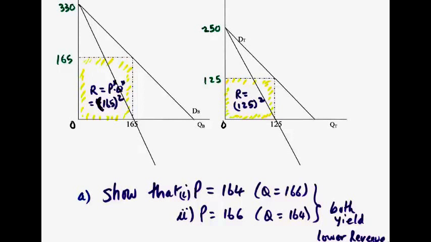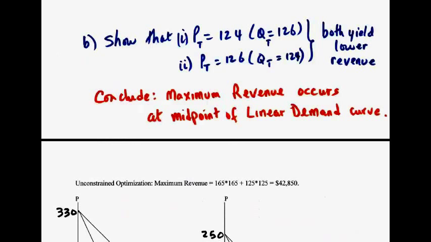We can show that if the price were a little higher or a little lower, the revenue would be lower. We try a price of 164 and a quantity of 166, and then we flip that to a price of 166 and a quantity of 164. Notice this is the same arithmetic problem, and we will show that the revenue will be lower than at the midpoint of the linear demand curve. Similarly for P and Q equals 125 on the right hand side. We conclude that revenue is maximized at the midpoint of a linear demand curve.